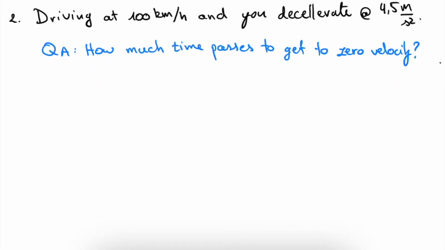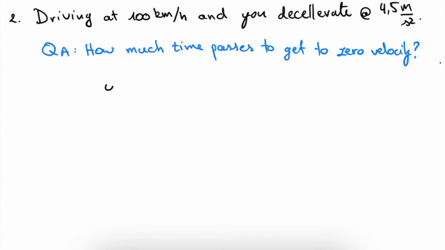The second problem considers the same scenario. So we're driving at 100 kilometers an hour, or 60 miles an hour, which we now know is around 28 meters a second, and you suddenly hit the brakes. And it is known that in ideal conditions, for example on a dry road, cars can decelerate at a rate of 4.5 meters per second squared. The question now is how much time passes until you get to a halt, so until the velocity is 0. So again, you start from 100 kilometers an hour, and the question now is, how long does it take until the car reaches 0 velocity?